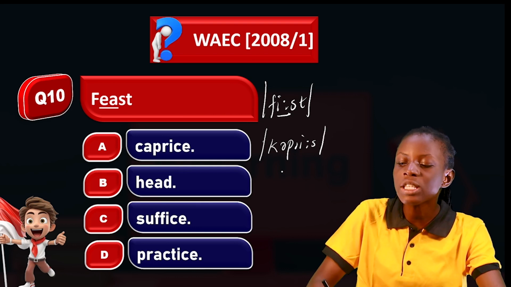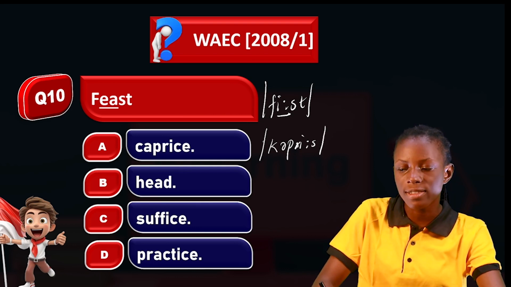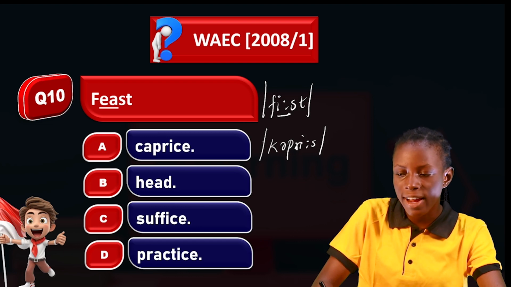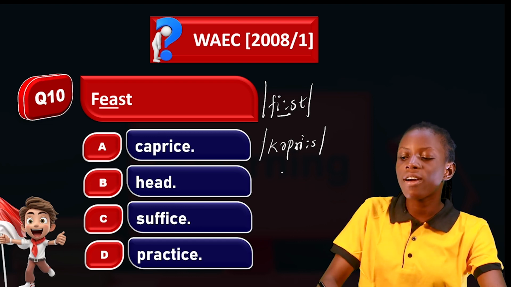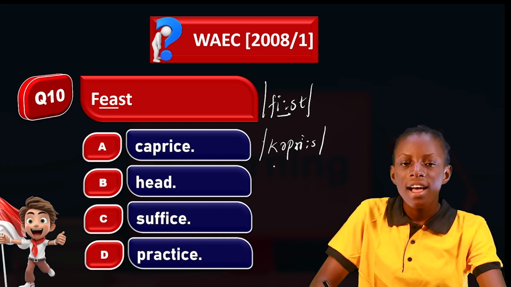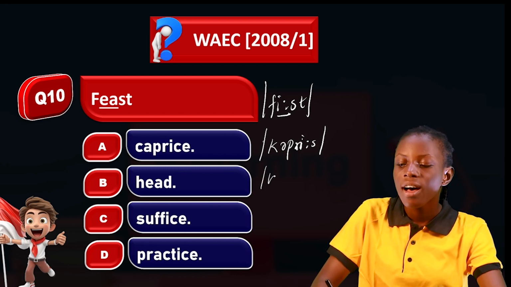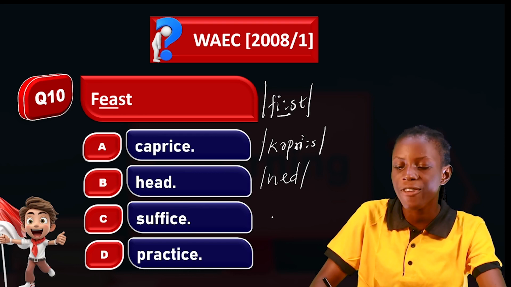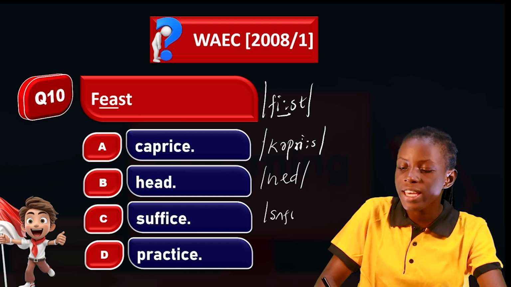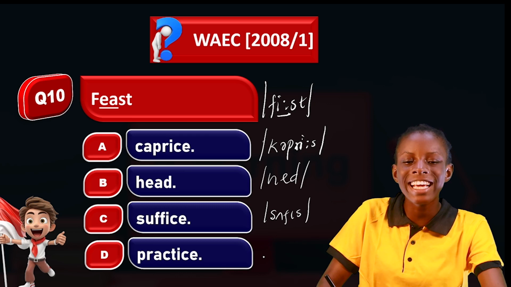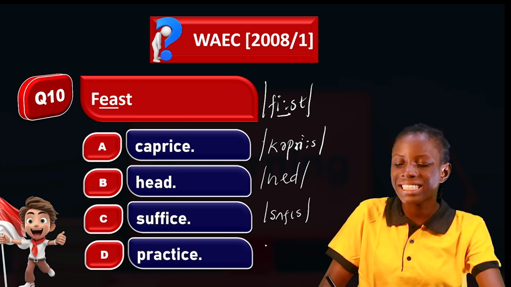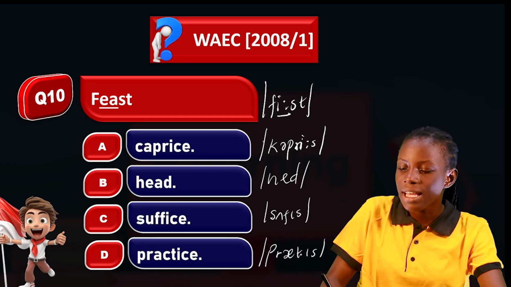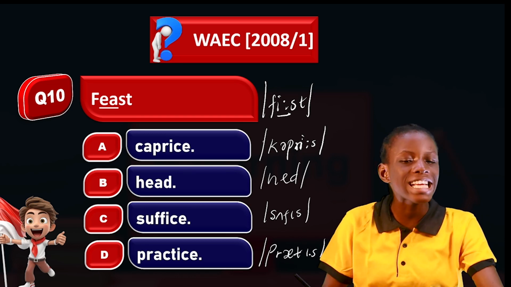Caprice has the short E sound, okay? And this is our E sound. Option B is head, pronounced head. Option C is surface, pronounced surface. And option D is practice, pronounced practice. How about the short E sound here?